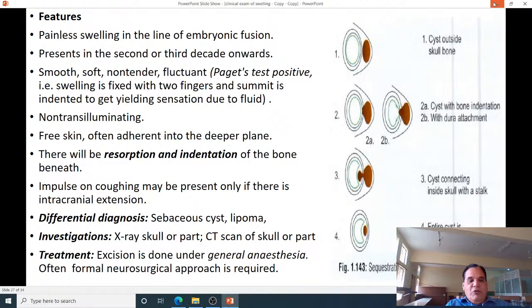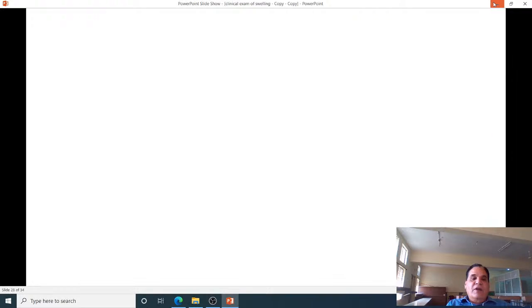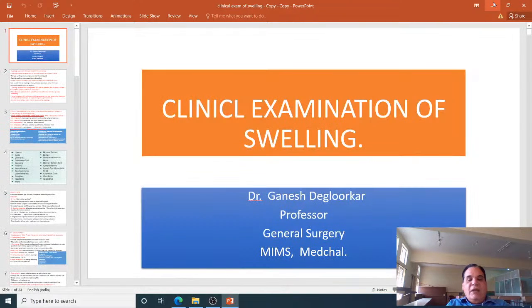So you have finished lipoma, cystic swelling and dermoid. We are coming to the end of the examination of swelling, and I am sure if you just follow the basic principles, keep your eyes open and also the mind open, and try to remember what you have been taught in the last 3.5 years, that will make you the best student.